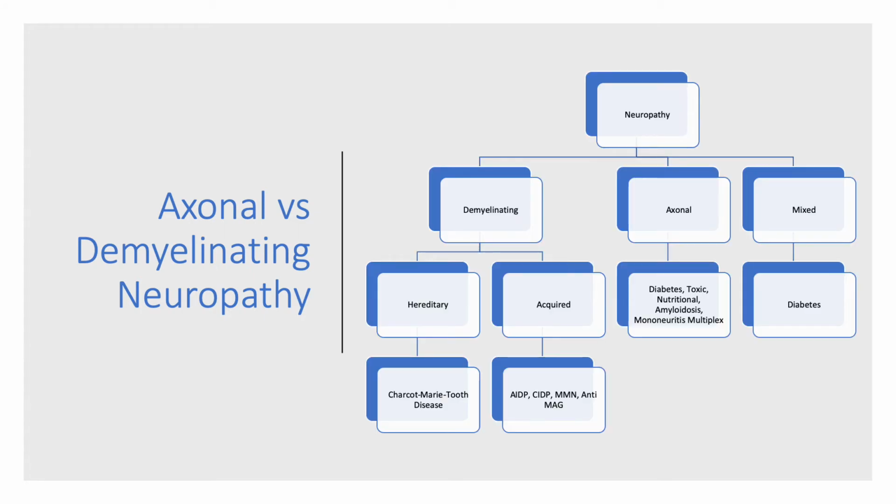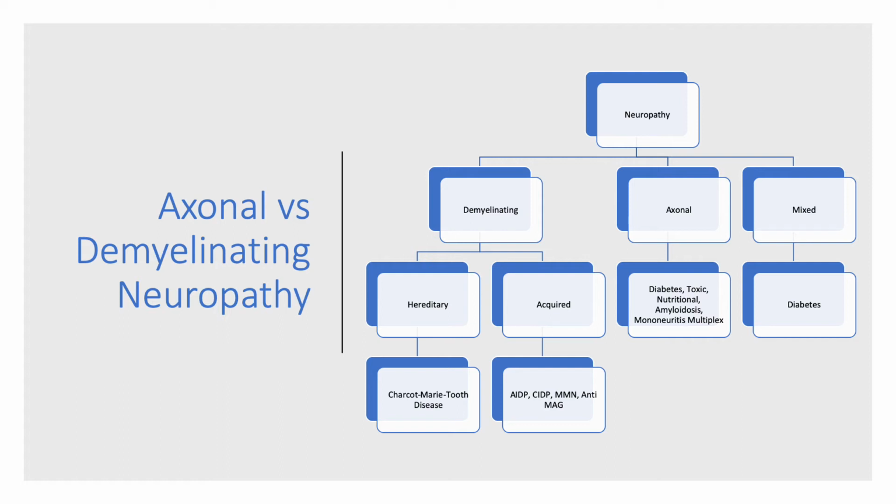Sure. Like we discussed, neuropathies are classified into demyelinating, axonal, and mixed. The demyelinating can be further classified into hereditary neuropathies, such as Charcot-Marie-Tooth disease, or acquired demyelinating neuropathies, such as AIDP, CIDP, MMN or multifocal motor neuropathy, anti-MOG neuropathies, etc. And like we discussed prior, in acquired demyelinating neuropathies we would often see conduction blocks and temporal dispersions, which we typically do not see in hereditary demyelinating neuropathies.